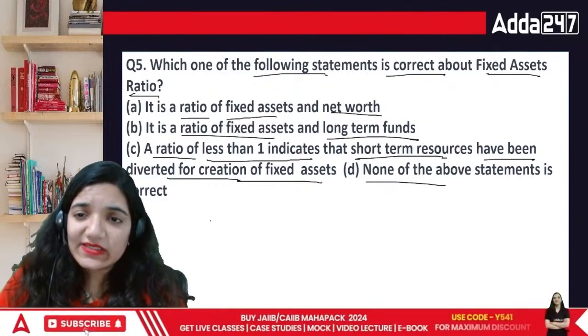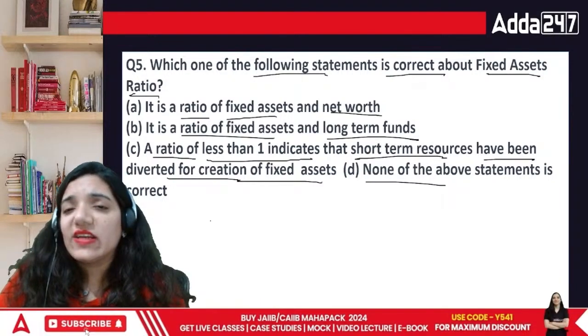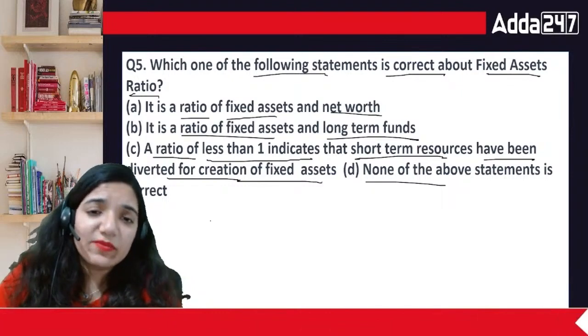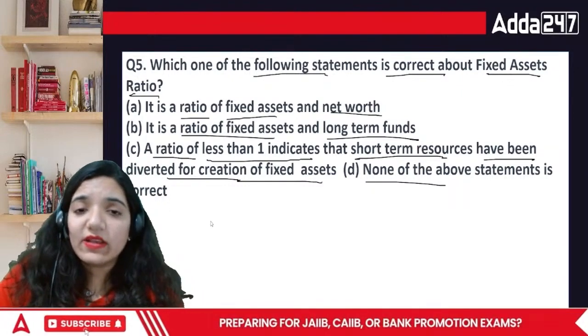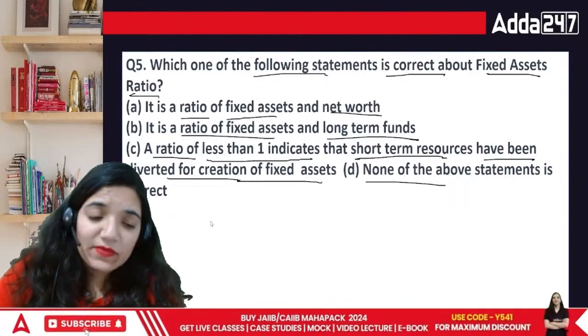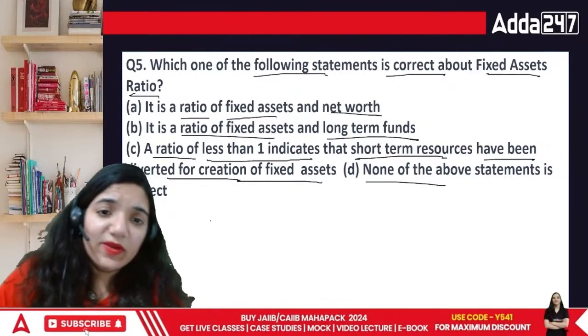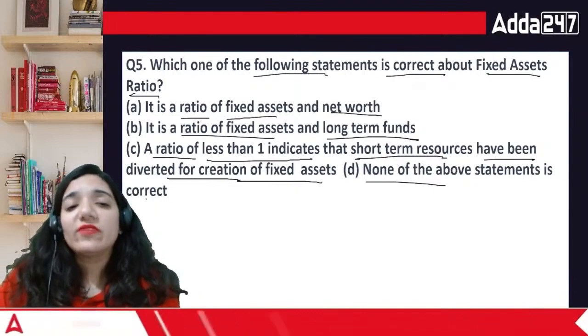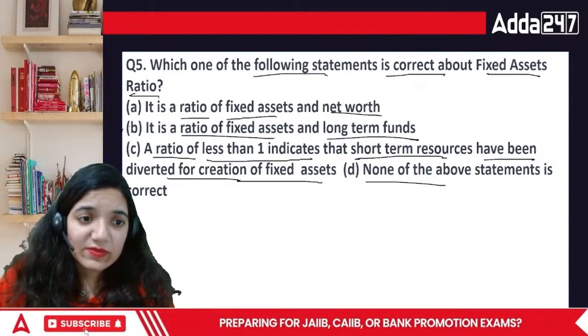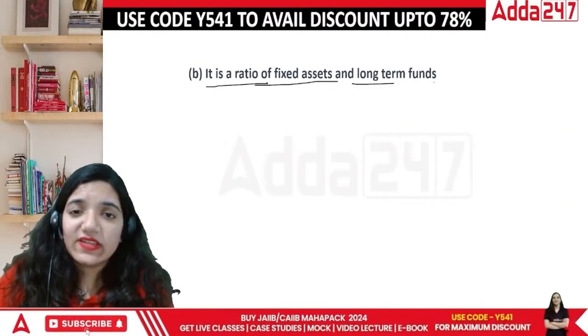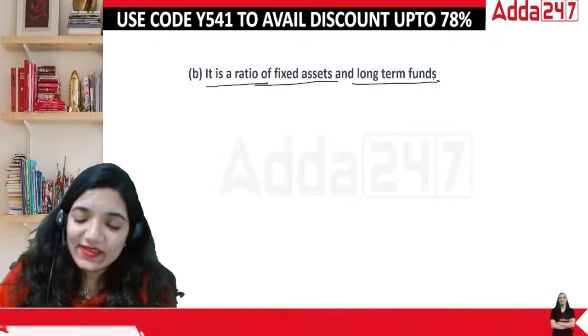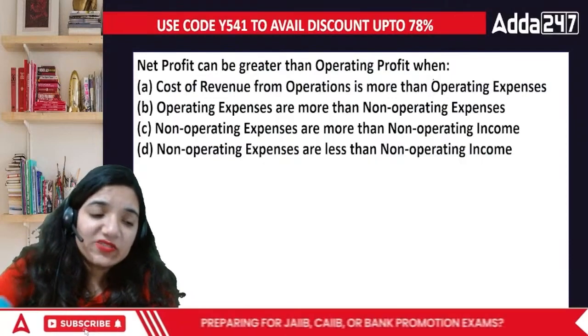Which one of the following is correct about fixed asset ratio? Fixed asset ratio talks about the organization's funds which are involved exclusively in the area of assets. So this is basically the assets that you have built with your long-term funds. The answer is B, everyone. It is the ratio of fixed assets and long-term funds. Done. Here comes the next question, everyone.